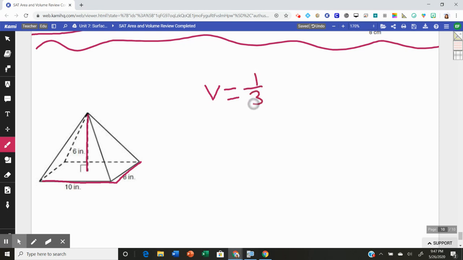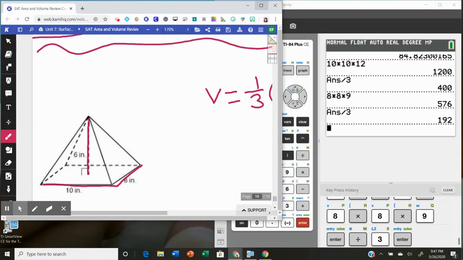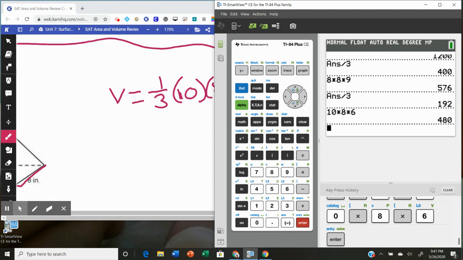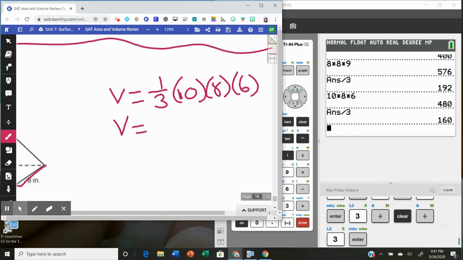Volume is 1/3 of, in our case here, 10 times 8 times 6. So if we turn to our calculators, I'm going to do 10 times 8 times 6, hit enter, and finally divide that answer by 3. Whoopsies. Divide by 3. And I get 160. Hopefully you guys remembered. Okay, if you got 160, remember the units. So it's 160 inches cubed.